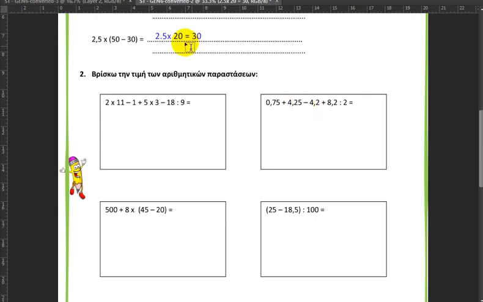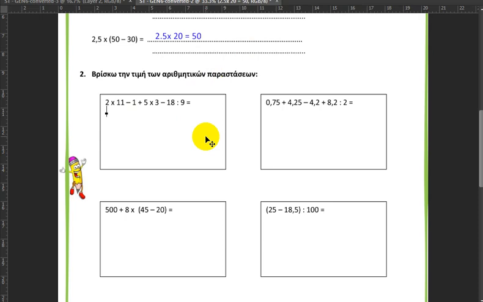Wait, no, not 30. Sorry. 50. Mistake. 2 times 11 minus 1 plus 5 minus 3. Okay, so 5 times 3. So we gotta write this down.